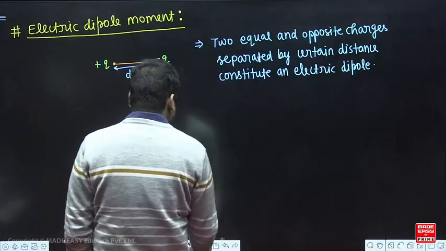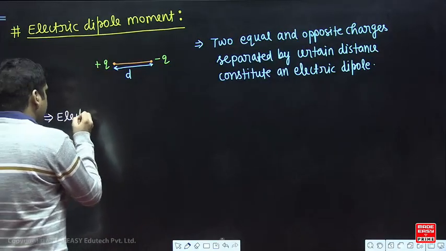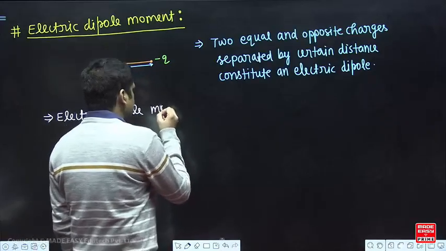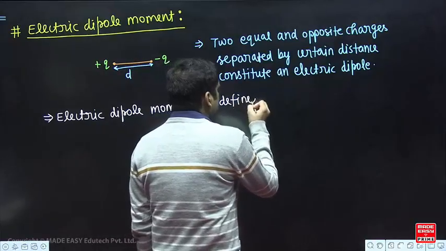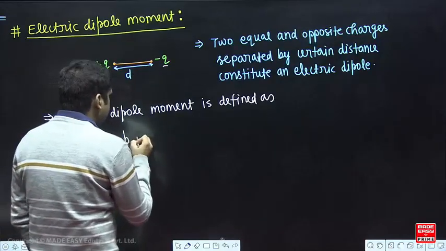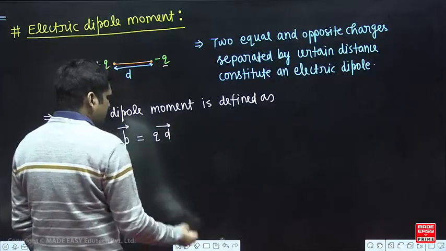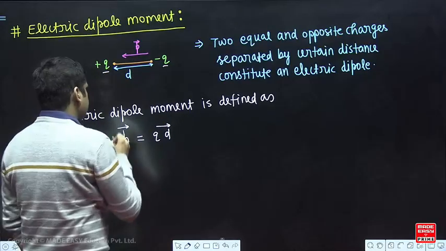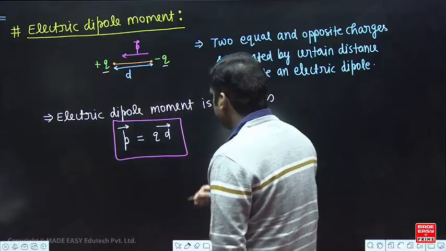So this quantity, electric dipole moment, is defined as magnitude of any one charge, that is q, and distance between the charges. It is a vector quantity and vector direction is from negative charge to positive charge. This is the vector direction. This is how electric dipole moment is defined.